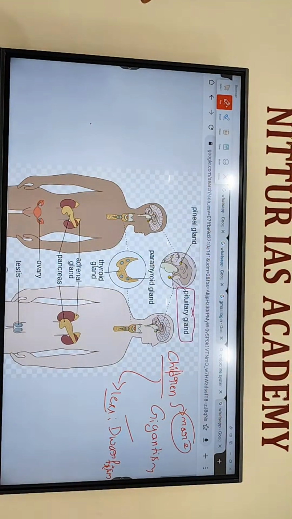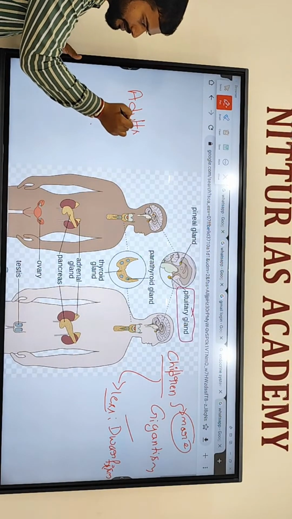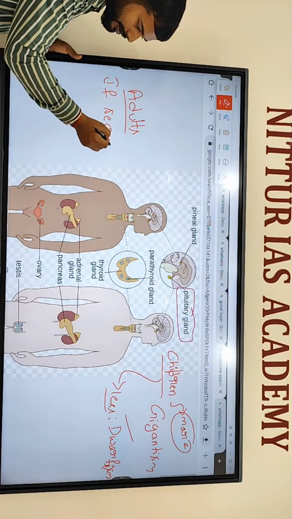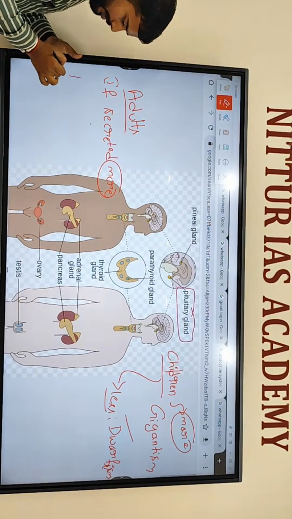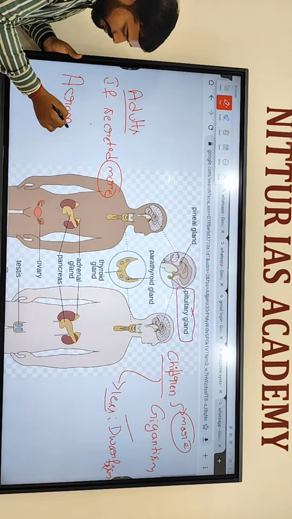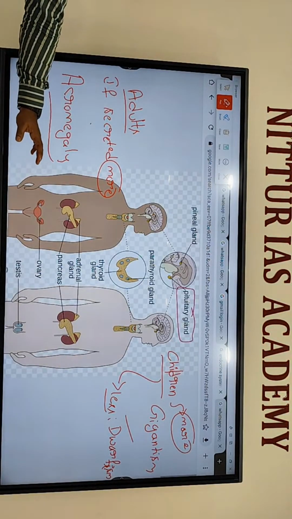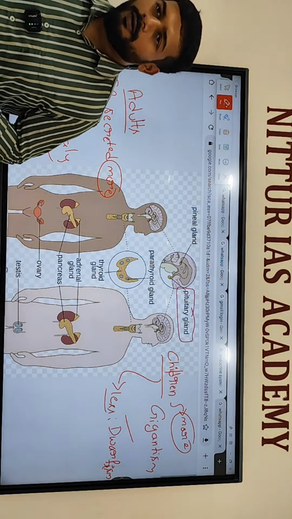Gigantism and dwarfism. In adults, there is a special condition. If growth hormone is secreted more in adults, the condition is called acromegaly. You might have seen a few of your friends, rare cases, not each and every friend of yours. What might happen?